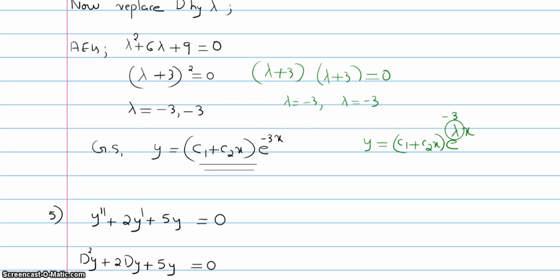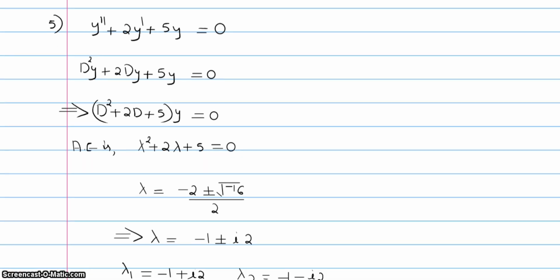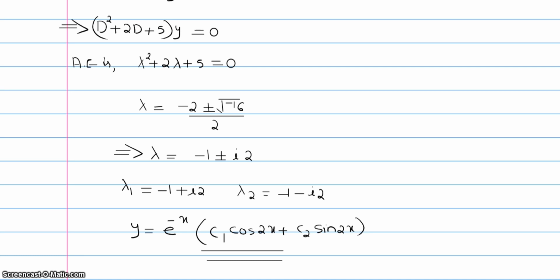Then the next problem, y double dash plus 2y dash plus 5y equal to 0. The procedure is the same as the above problems, replacing y double dash as D square, y dash as D, and the rest are all the same. Taking y outside, we'll get the auxiliary equation by replacing capital D by lambda. The auxiliary equation is lambda square plus 2 lambda plus 5 equal to 0. Here we actually get complex roots since the discriminant value will be negative. So while solving this quadratic equation, the roots will be minus 1 plus or minus 2i.